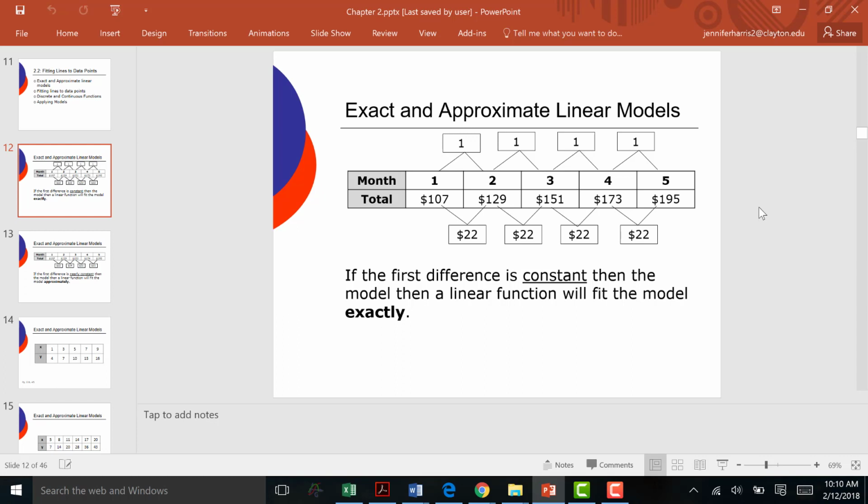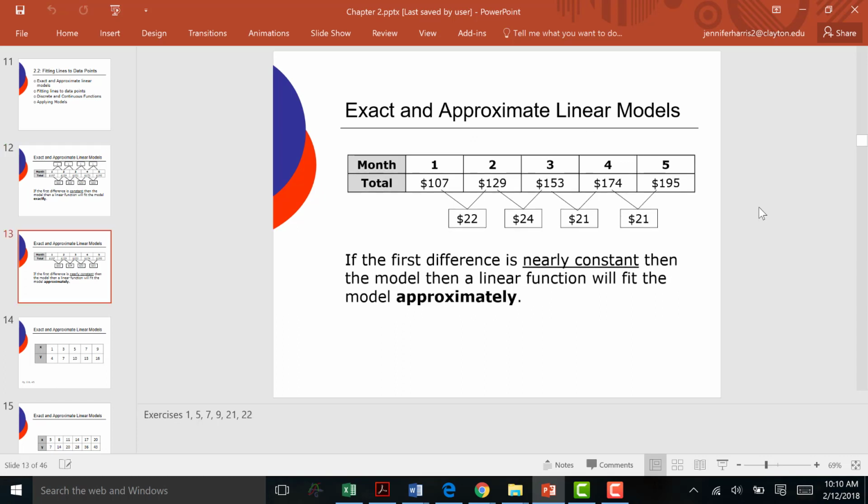If that difference between each one of those is the same, then there is an equation that models this data exactly. That means we can find an equation that will give us, if we put in 1, we get 107. If we plug in 2, we get 129. If we plug in 3, we get 151. There is an equation that will give you that data exactly. Okay? You okay with that? And what do we call this when you subtract the two y values from each other? What do we call it again? It's called the first difference.